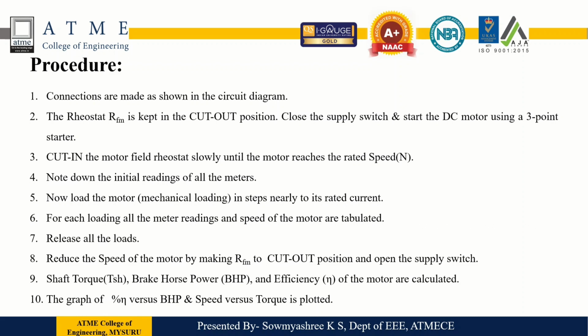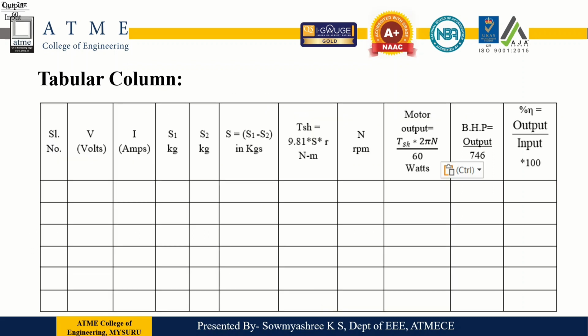Release all the loads. Reduce the speed of the motor by making the field rheostat to cutout position and open the supply switch. Shaft torque, brake horsepower and efficiency of the motor are calculated. The graph of percentage efficiency versus BHP and speed versus torque is plotted. And this is the tabular column where from the voltmeter we are going to record the voltage readings, and from the ammeter we are going to record the current.